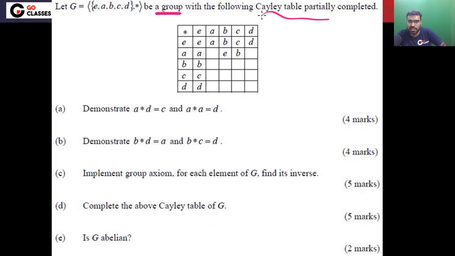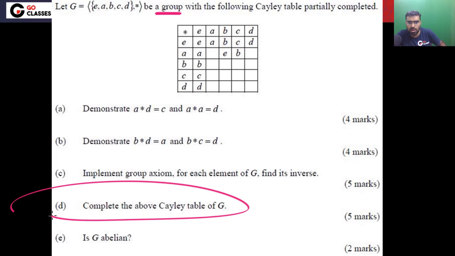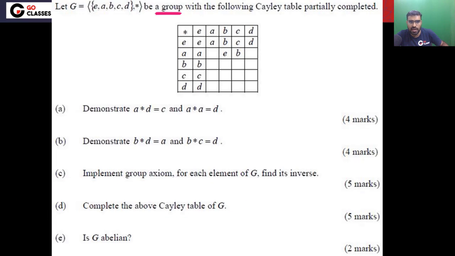Remember, this Cayley table is given to you but partially completed, and the question is asking you to complete it, using the information that the table is created for a group. You have a group with 5 elements, E, A, B, C, D, with some binary operation star. For this group we need to create this table and then answer all these questions. Okay, so let's start.